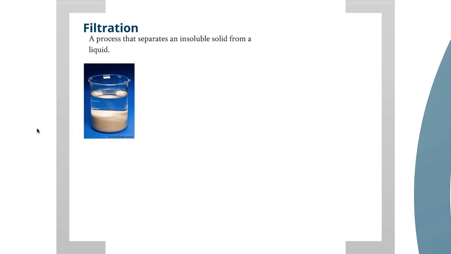First method is filtration. Filtration is a process that separates an insoluble solid from a liquid. So you have to recall what it means for something to be insoluble. Say we have sand and water. Sand is not soluble in water. It would not dissolve.